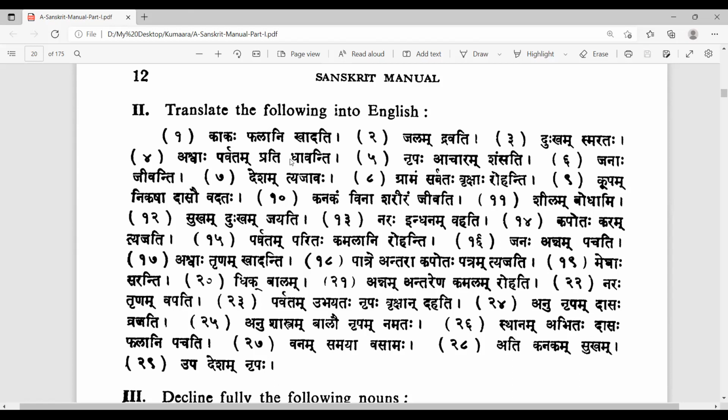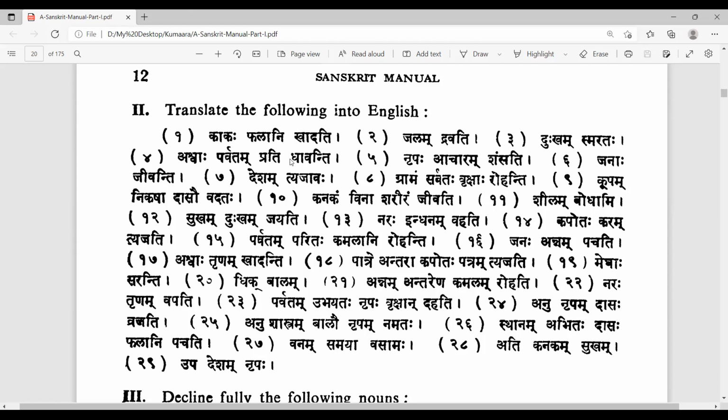A person cooks food. Okay. Next is Ashwaha trinam khadanti. Khadanti is the kriya padam. Ashwaha khadanti. Kam khadanti? Trinam khadanti. Ashwaha trinam khadanti: the horses eat grass.